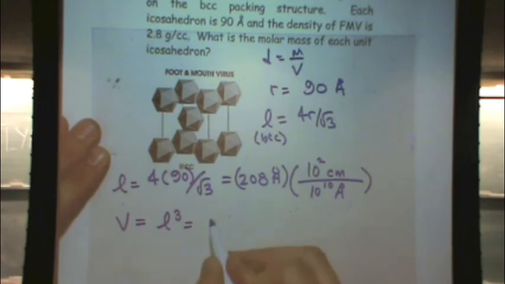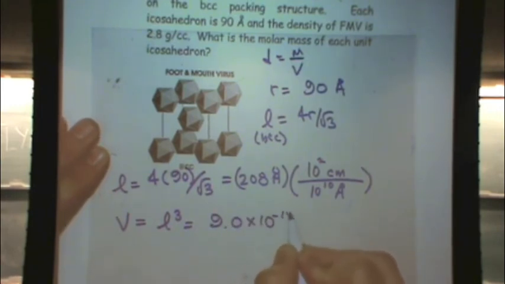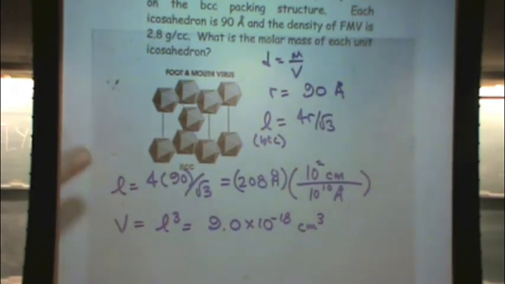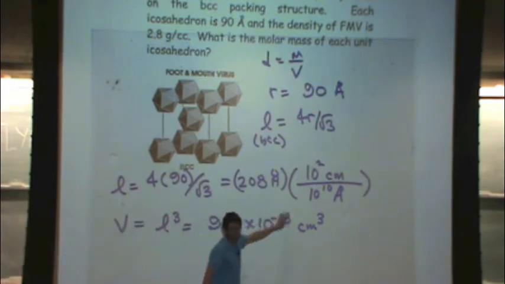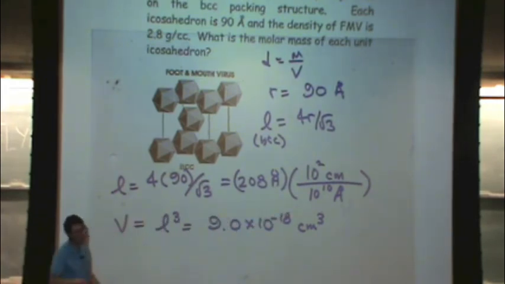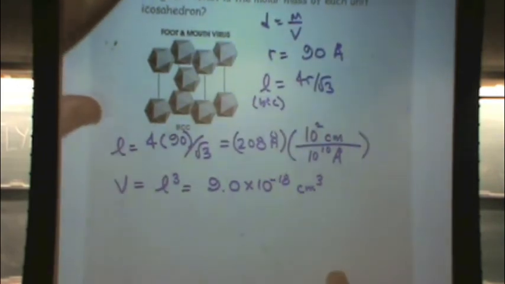And I calculated that. I got 9.0 times 10 to the minus 18 centimeters cubed. Again, it's just the length, just this number cubed in your calculator. That's a common mistake that students don't know how to use the cube function on your calculator. Make sure you know how to do that before the exam. That's a common mistake. All right, we've got volume. Now, let's kind of take our next step.